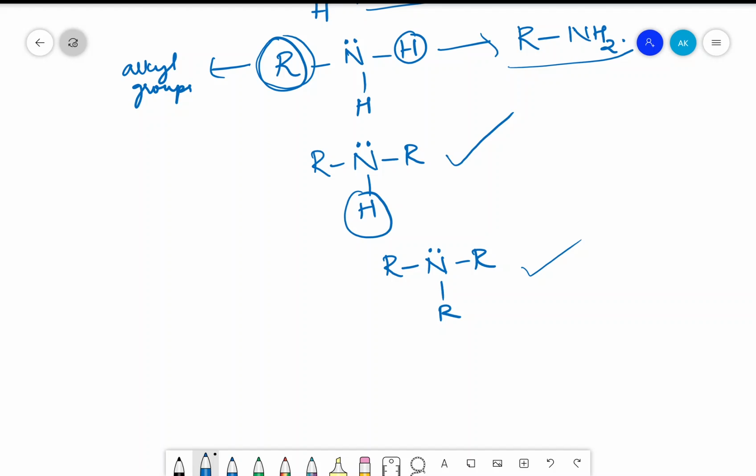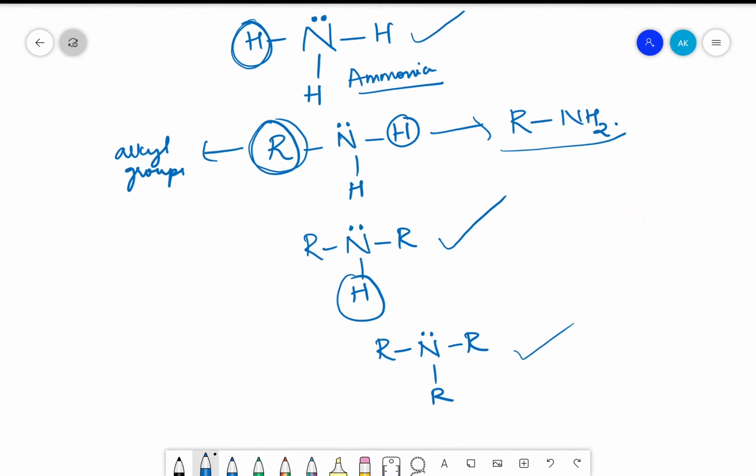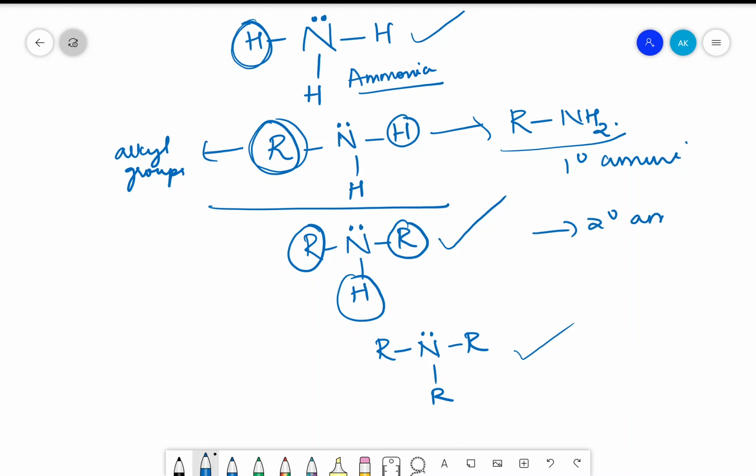Amines are basically classified as primary, secondary, and tertiary amines according to the number of alkyl groups attached. For example, in the scenario which we have discussed, we have one alkyl group present. So if one R group is attached to the nitrogen, it is called a primary amine. If you have two R groups attached to that particular nitrogen, it is called a secondary amine. And likewise, if all the hydrogens are replaced by 3 R, that is 3 alkyl groups, it is represented as tertiary amines.